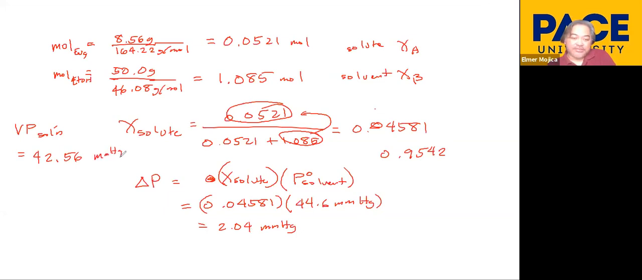Now we can also get it from here. If you're being asked what is the vapor pressure lowering and what is the vapor pressure, all you need to do is what? 44.6 minus 2.04, because we have a relationship there. Delta P, or the vapor pressure lowering, is equals to the difference of the vapor pressure of the pure solvent minus the vapor pressure of your solution. So if you have that, you should also get the same value, like 42.56. Did you get that?